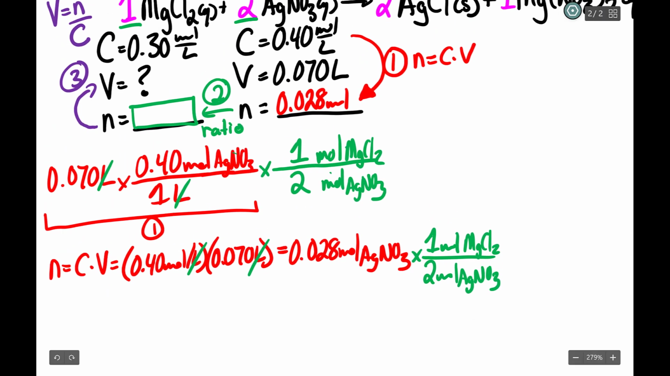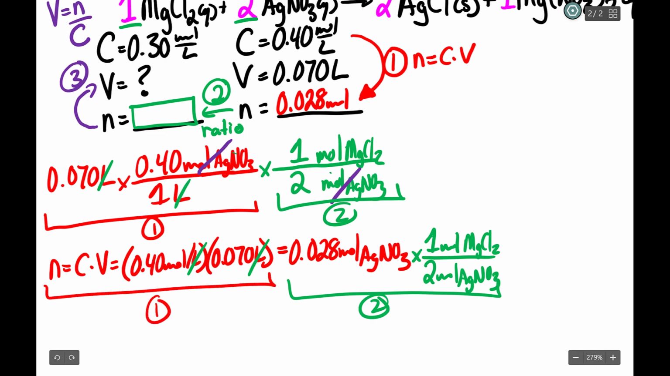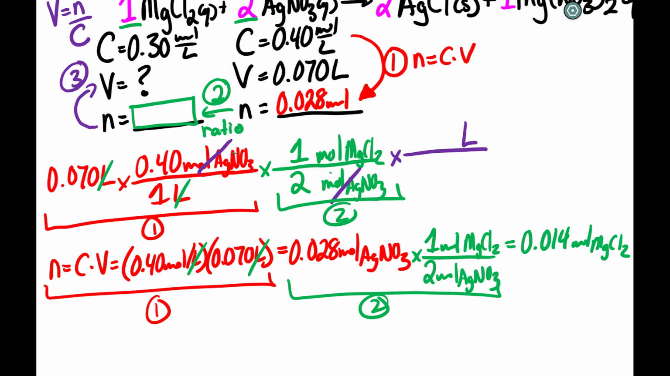Okay, so the units would cancel. Moles cancel out with moles. I'm left with moles. This is step number 2. And let me get an answer. So that's going to be 0.014 moles of MgCl2. Okay, our third step, we need to convert those moles into liters. So whatever I want goes on top, which is liters, and whatever I want to get rid of is on the bottom, which is moles. So moles of MgCl2.